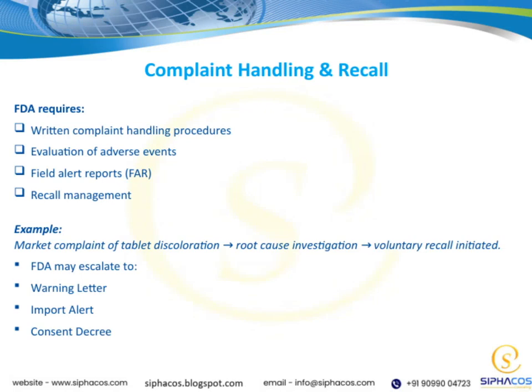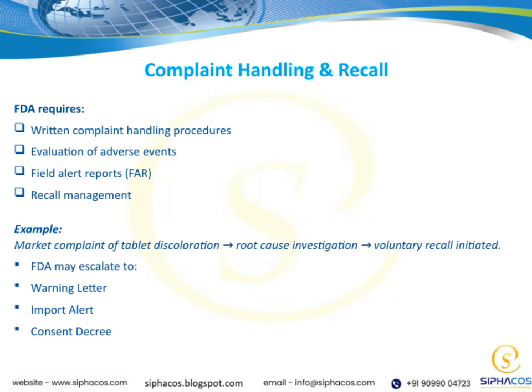Now, let's discuss complaint handling and recall procedures as required by the FDA. They mandate that companies have written procedures in place for handling complaints, ensuring that every issue is documented and managed consistently. It's also essential to evaluate any adverse events reported, which helps identify potential safety concerns early on. Field Alert Reports, or FARs, are another critical component. They're the formal way to notify the FDA about significant issues that could affect public health. And of course, recall management is a key part of this process. If a defect is identified, a recall may be initiated to protect patients and consumers.